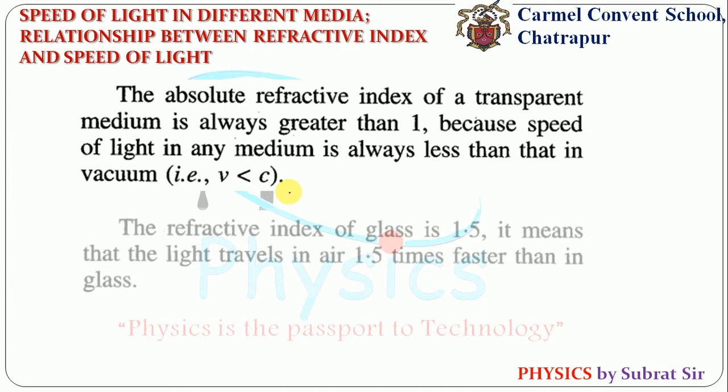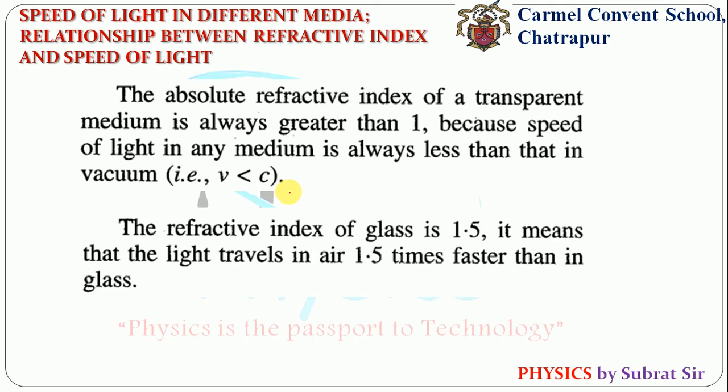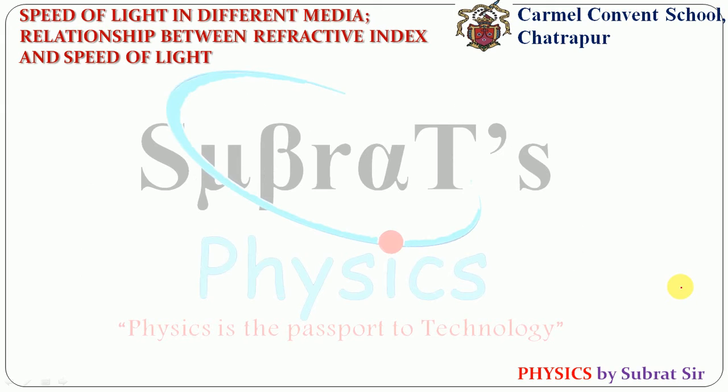The refractive index of glass is 1.5. It means that light travels in air 1.5 times faster than in glass. Here the refractive index is more, which means the speed of light in that medium is less.